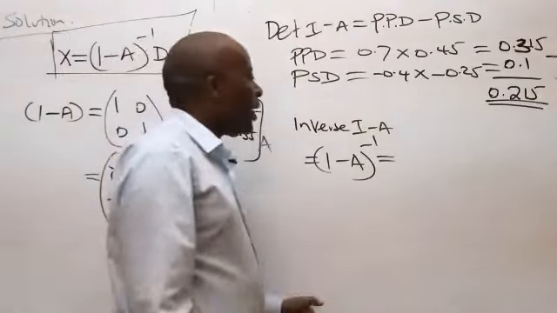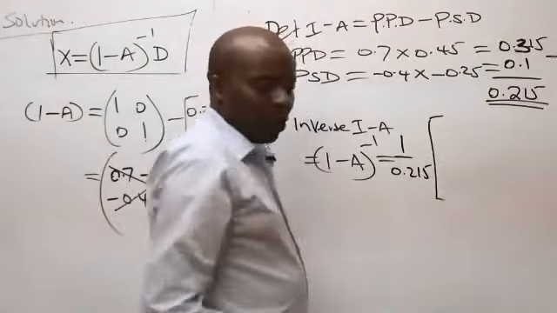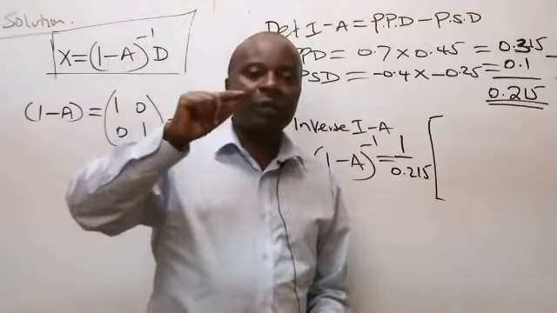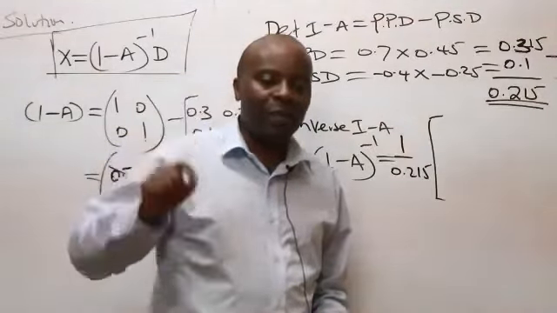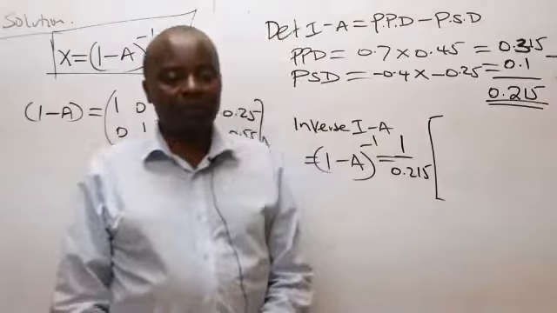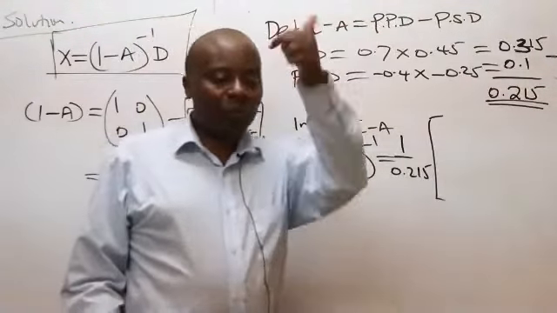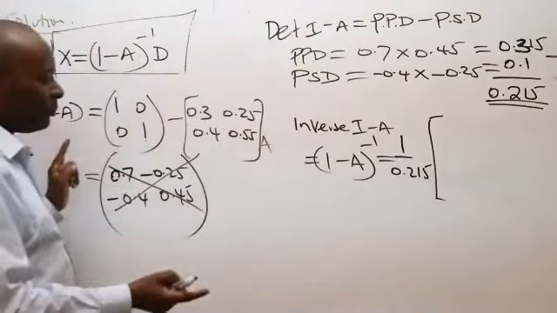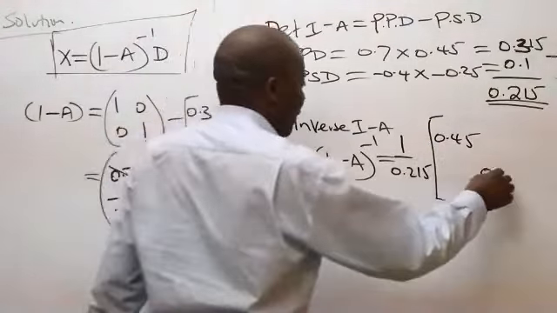So this means the inverse will be 1 over the determinant, into, while inversing, what is it that we normally do for primary diagonal elements? We swap them. Thanks, Gertrude. Gertrude has watched that video. Primary elements, we always swap the respective positions. So 0.45 goes up there, 0.7 goes down there.